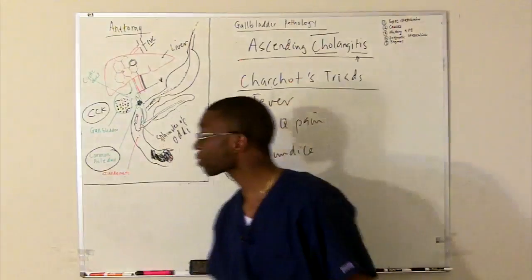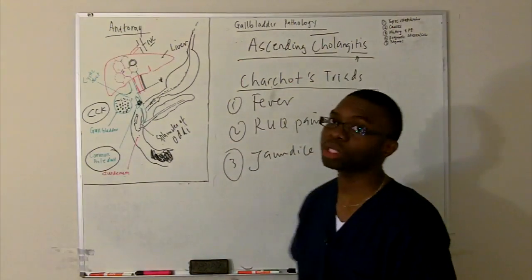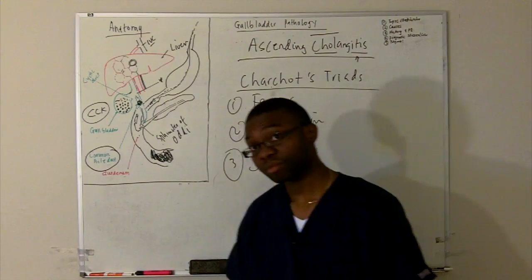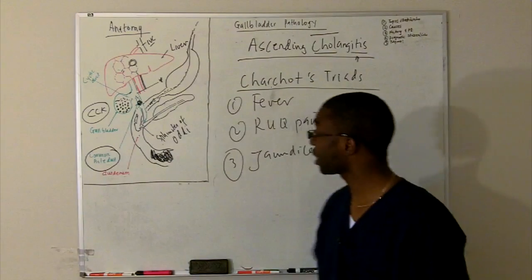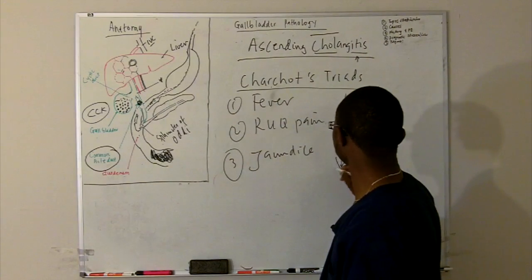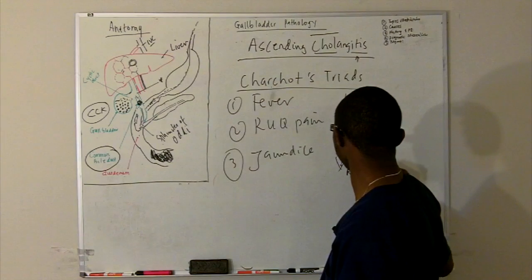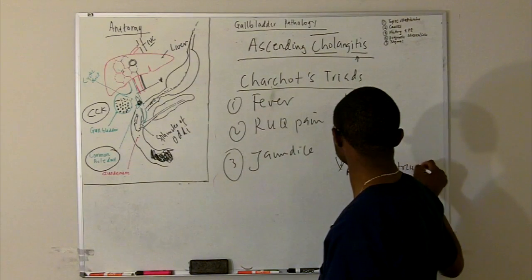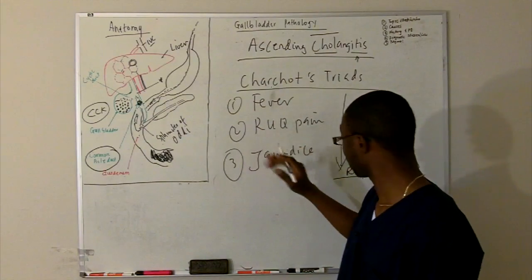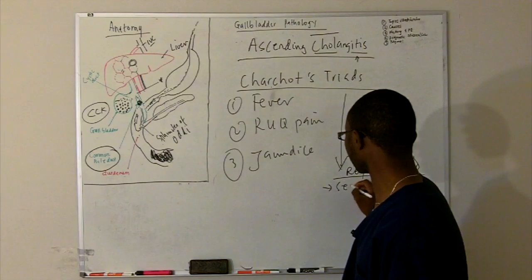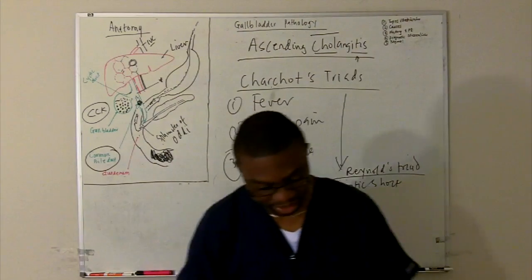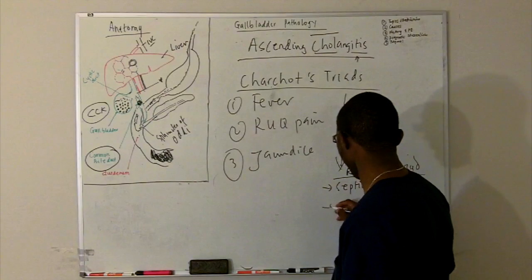So, what do we want to do? We want to order labs. When we order labs, another thing before we actually order labs: Charcot's triad is these three, and we can expand it to Reynolds pentad. And I can tell you, if you think Charcot is bad, Reynolds is even worse. And I'm going to explain exactly why Reynolds is bad.